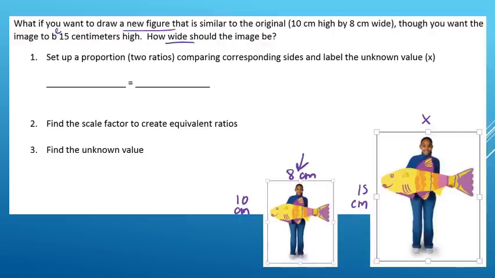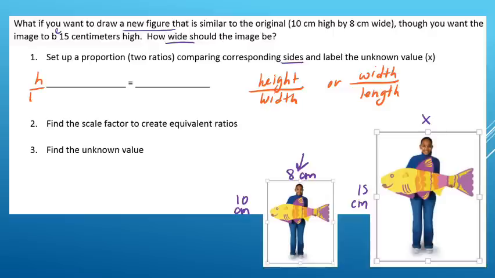So we're going to set up a proportion or two ratios comparing the sides. Again, I need to really pay attention to my order. So I either need to do height over width or width over height, but I have to choose which way I want to do that so that I match up the corresponding sides. So I'm just going to do height over width.